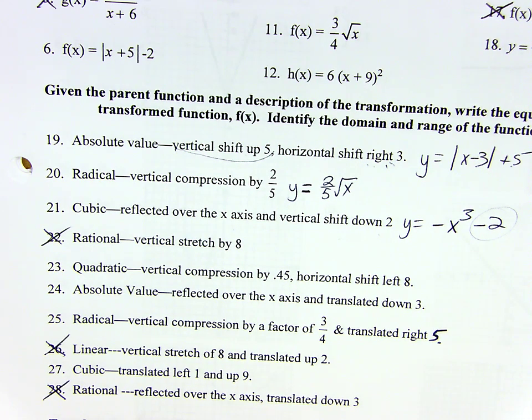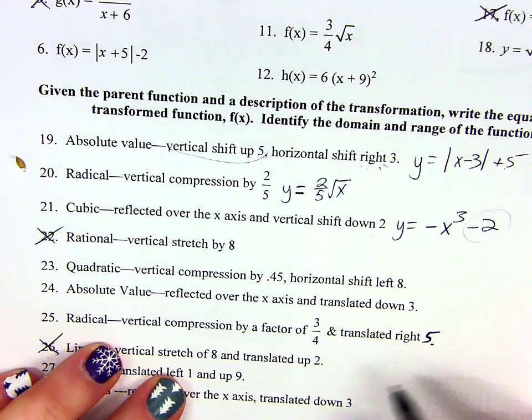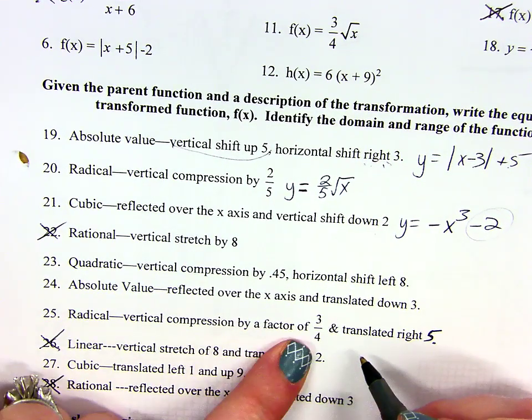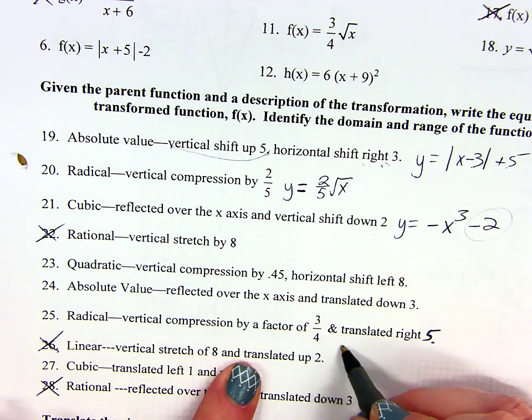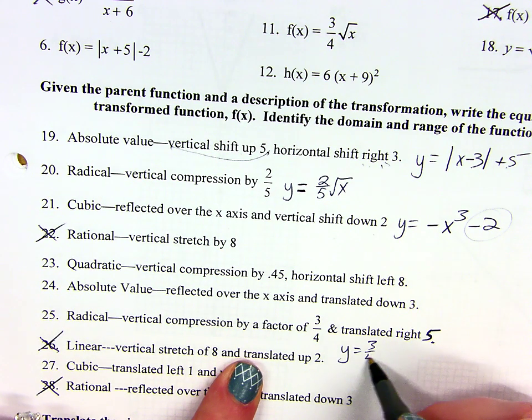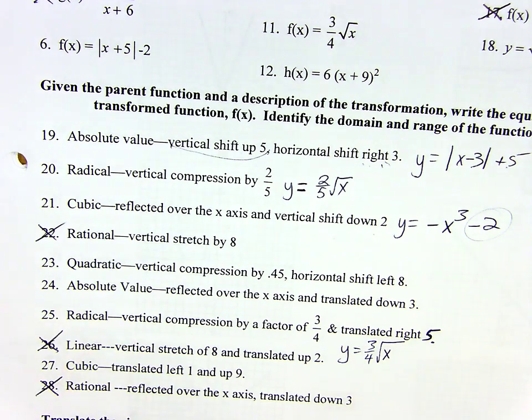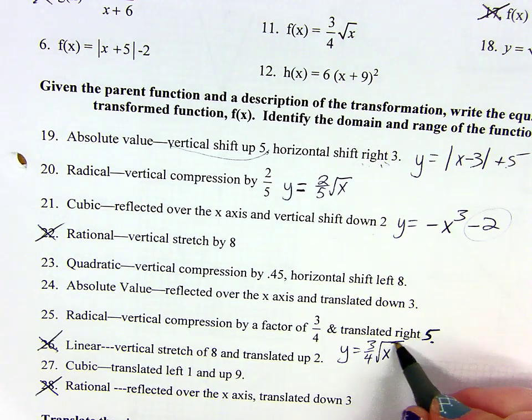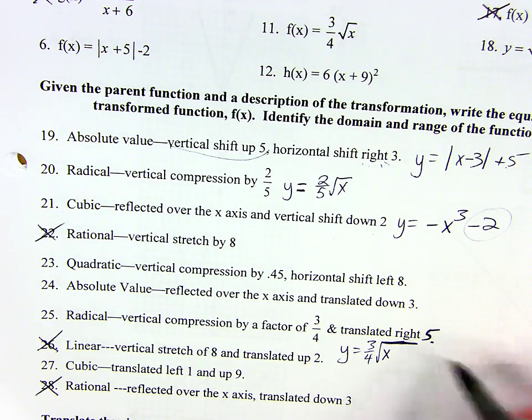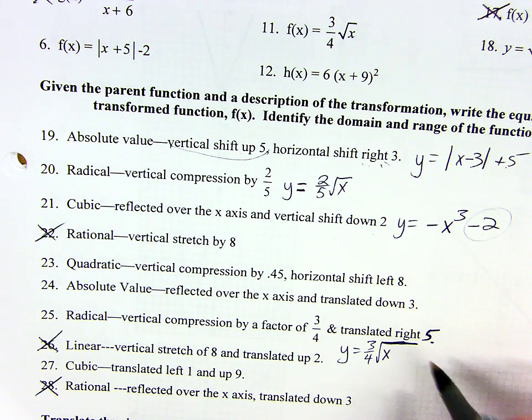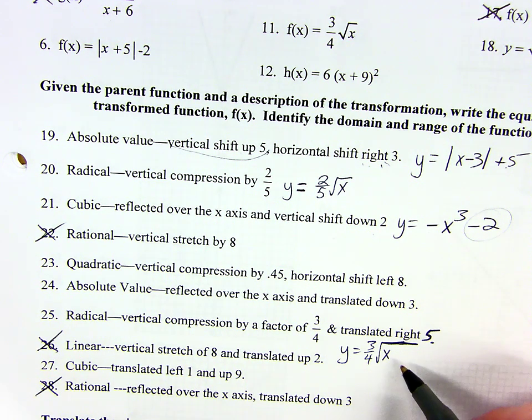Okay. So, to compress by 3/4, you should have started with y equals 3/4 times radical, and then I have an x. Where does the translated right 5 go? Yes, it has to be under the radical. So make sure that you have made your radical long enough to cover both of them. And then, is it going to be a plus 5 or a minus 5?